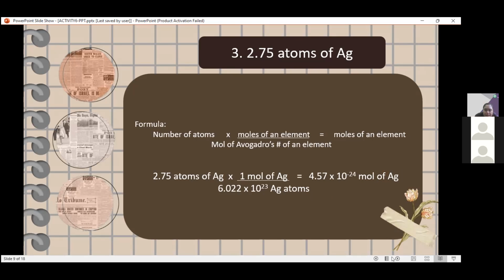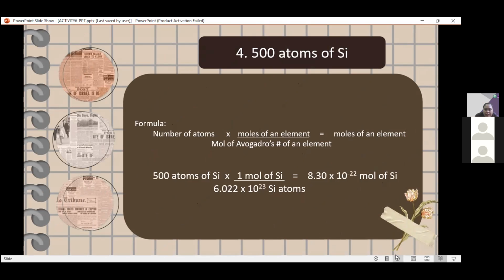Next. Number 4, I think 5 lang ito, no? Ito, 500 atoms of silicon. Konti lang, 500 atoms divided by 6.0221 times 10 raised to the power of 23. 8.30 times 10 raised to the power of negative 22. Okay? This one is also correct.